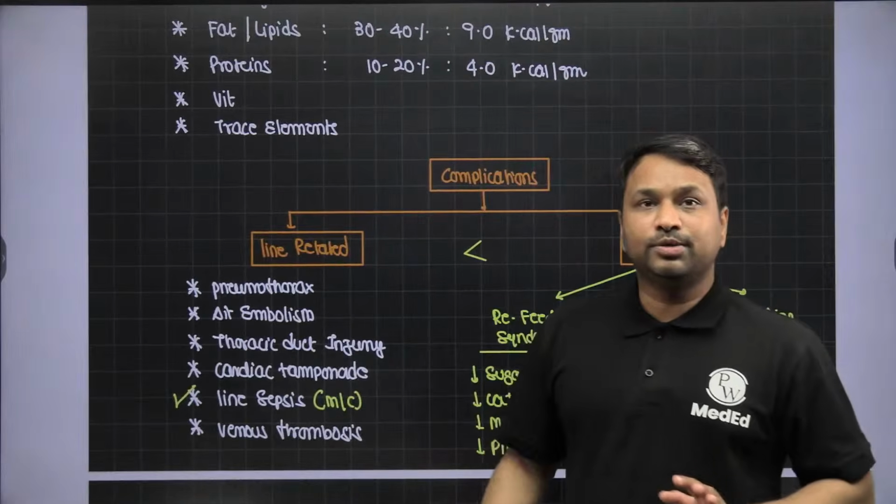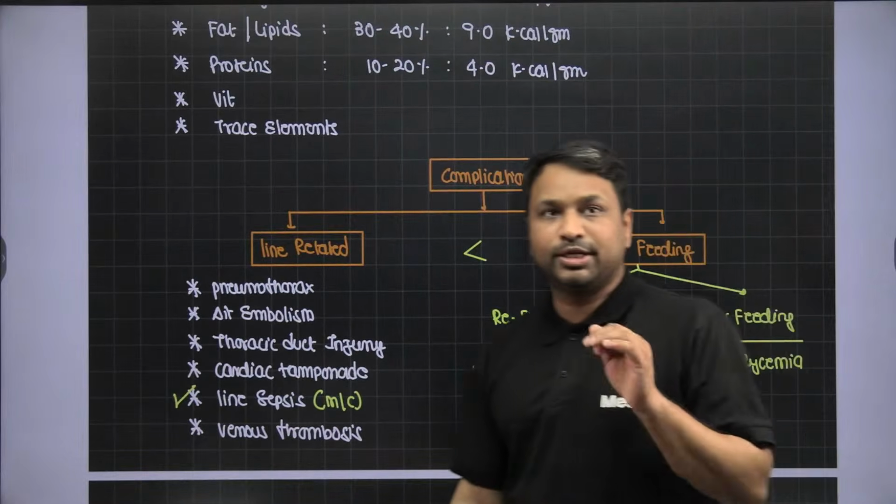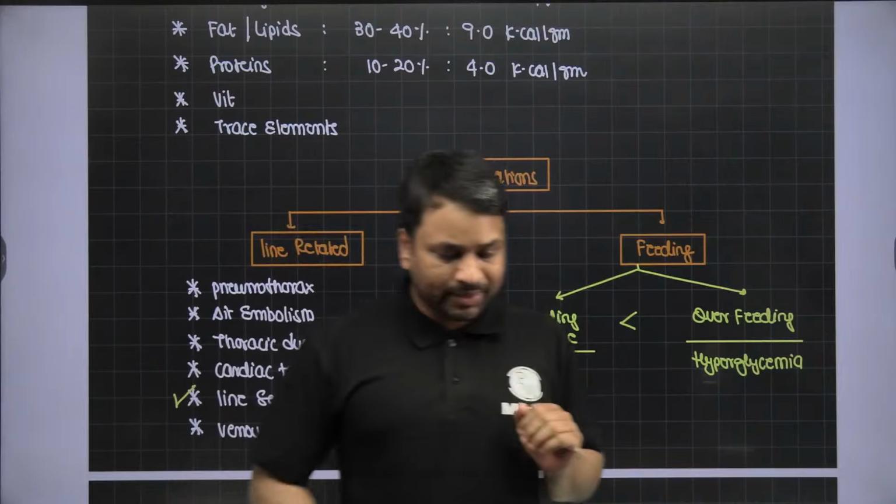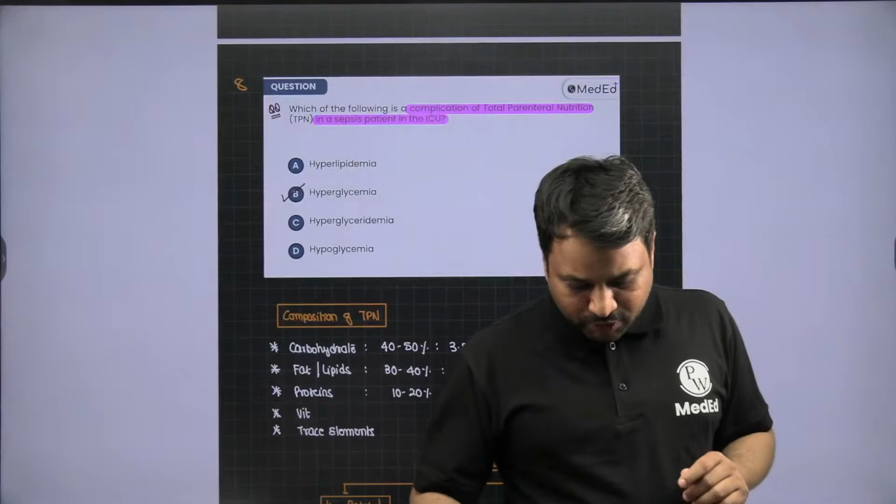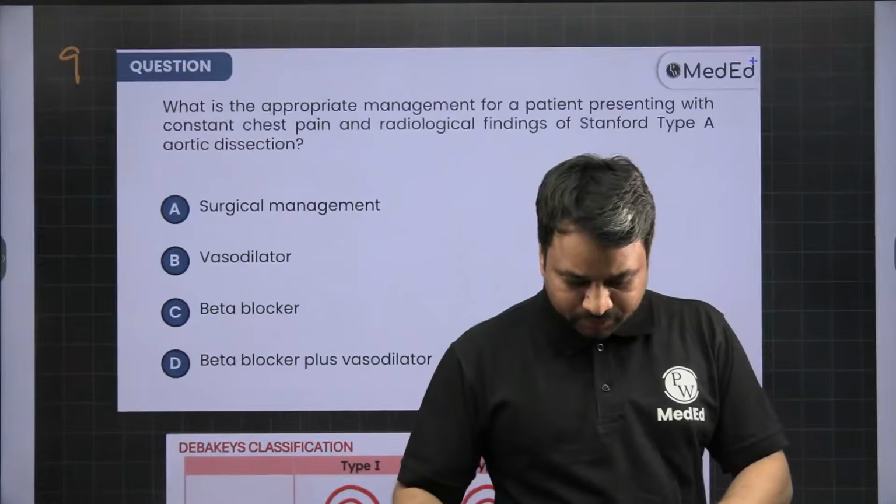So these are the important points with respect to your total parenteral nutrition and its complication. Do have a look at it. Very, very important. So here the answer is going to be B for Bombay, that is hyperglycemia.